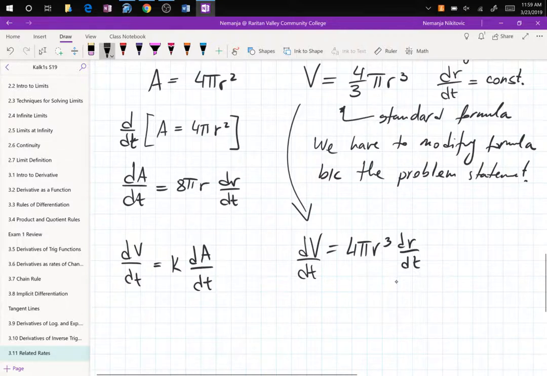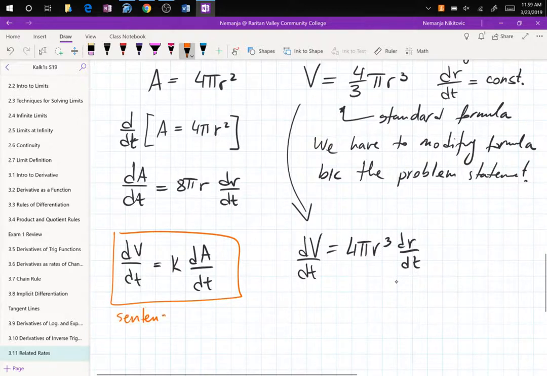All right, so this is the standard formula for volume. You take the derivative, you get your formula for volume, and this statement here, the sentence, melting proportional to surface area, that's the sentence that sparks that particular connection between the two worlds.